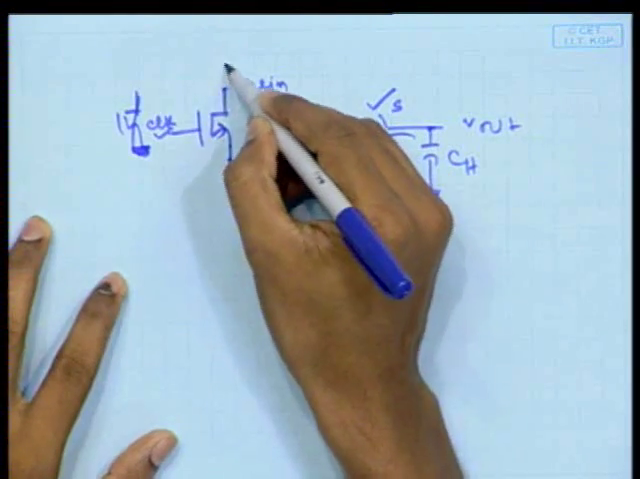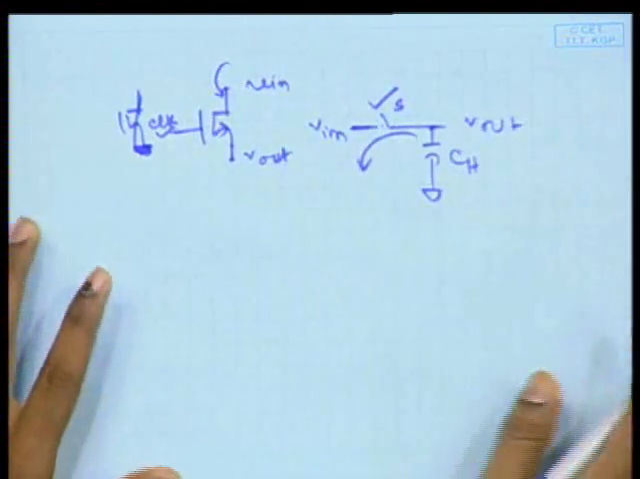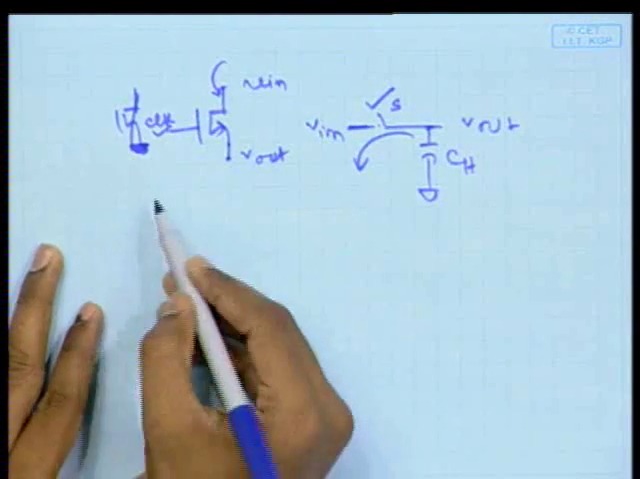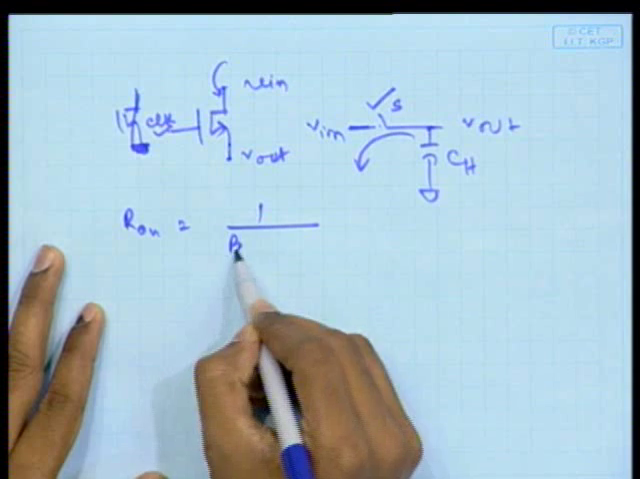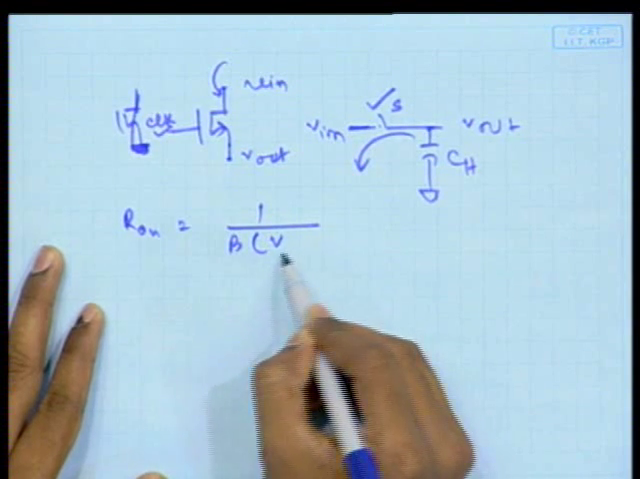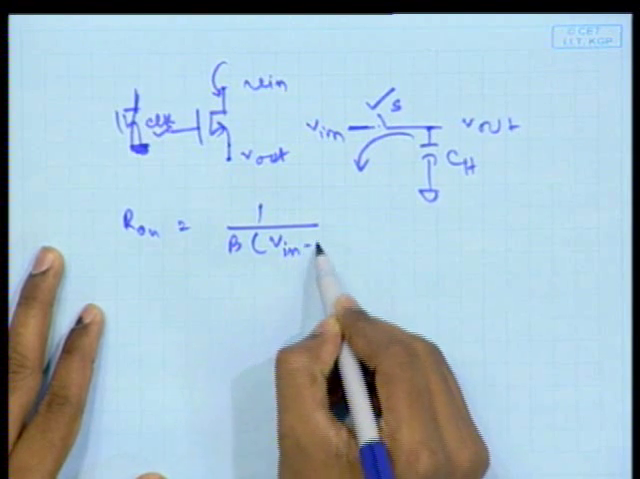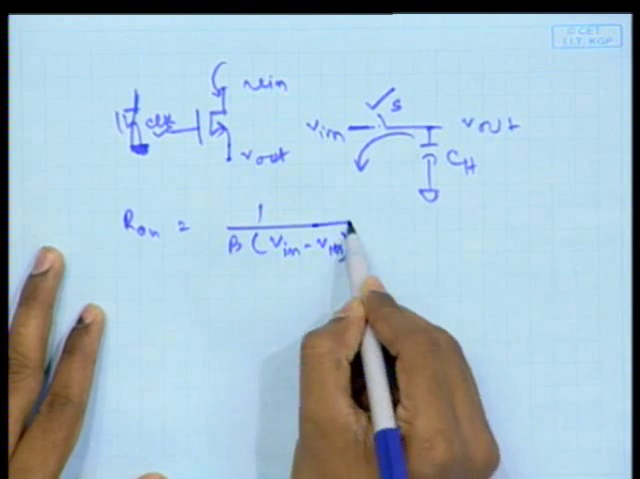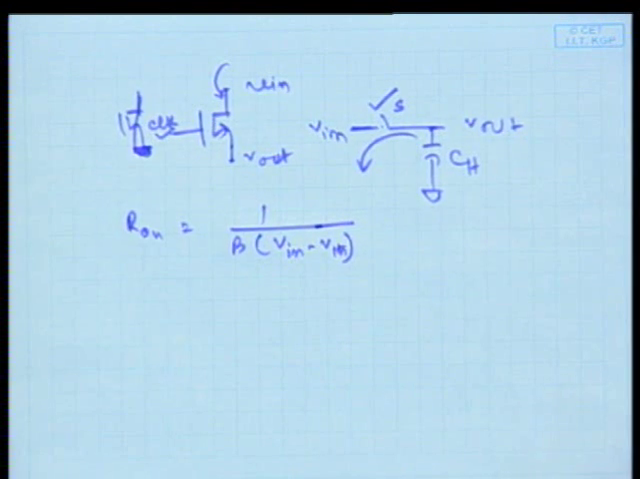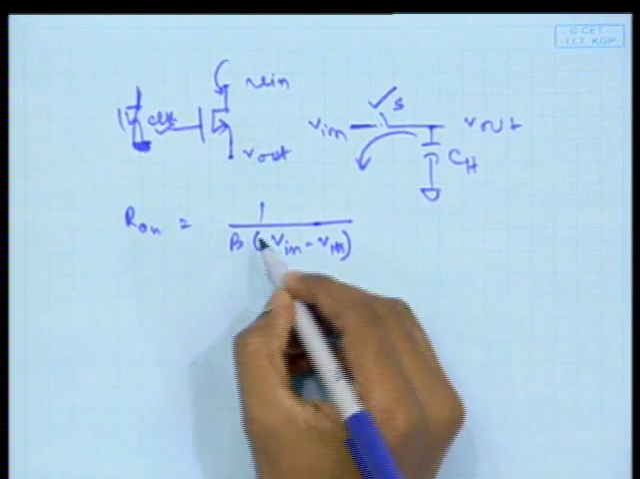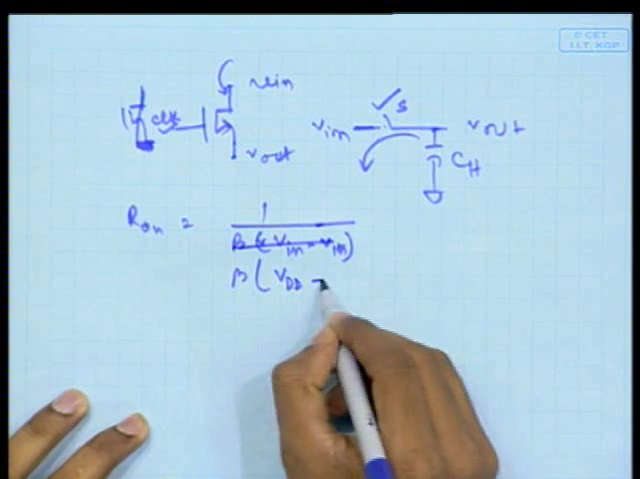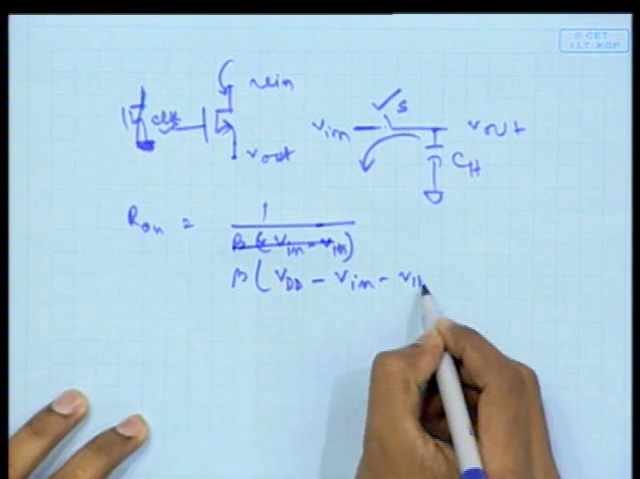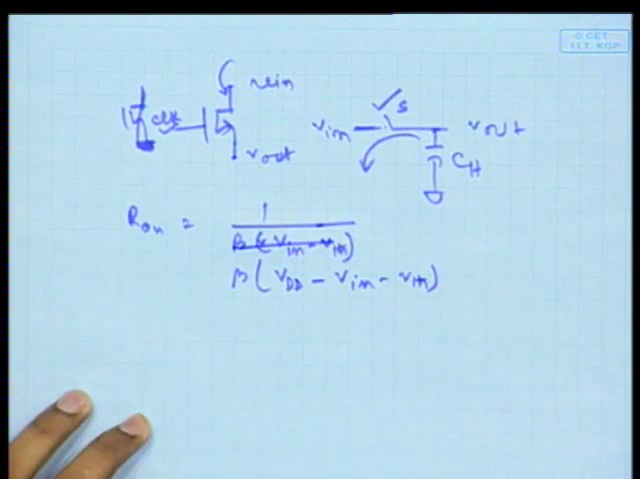Another limitation is your input voltage. The expression of your on resistance R on is nothing but beta into VDD minus V in minus VTH, like that. Am I right?